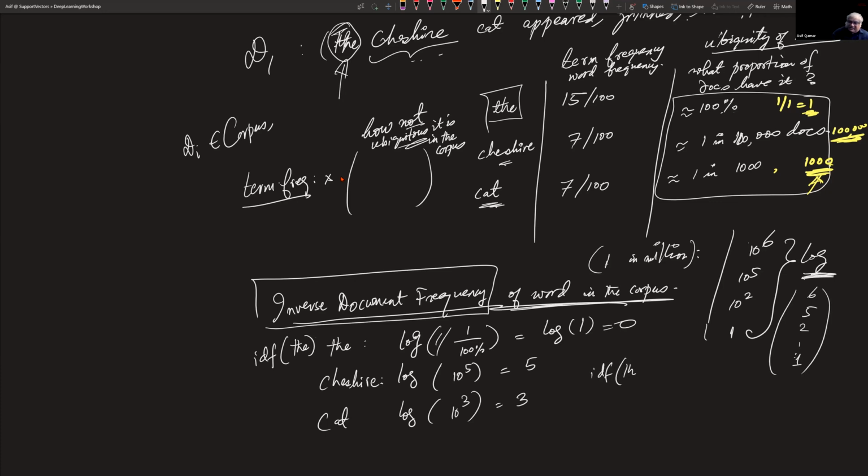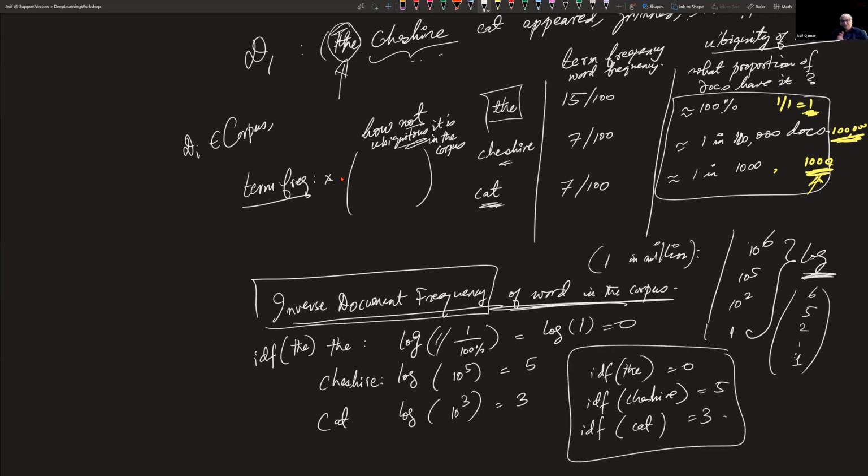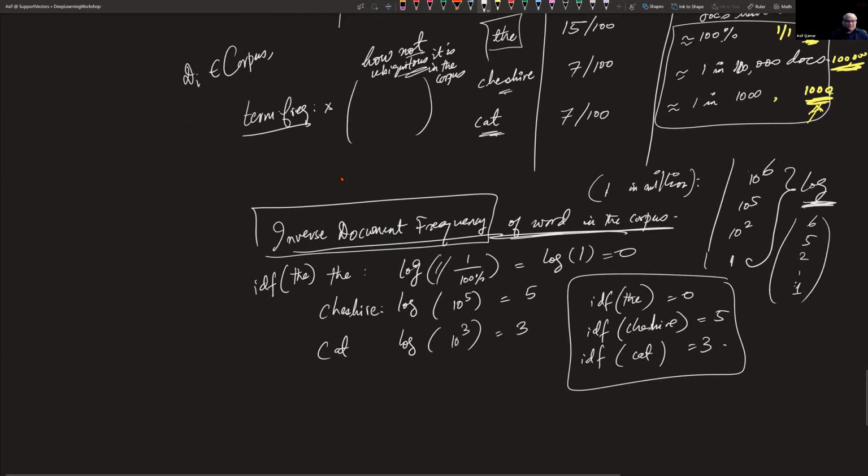So now we can create a table. IDF of the is equal to 0. IDF of Cheshire is equal to 5. IDF of cat is equal to 3. Now, what can we do? This gives us sort of the rarity, the non-ubiquitousness of the word. So when we are asking, what is this document about? We can do this.